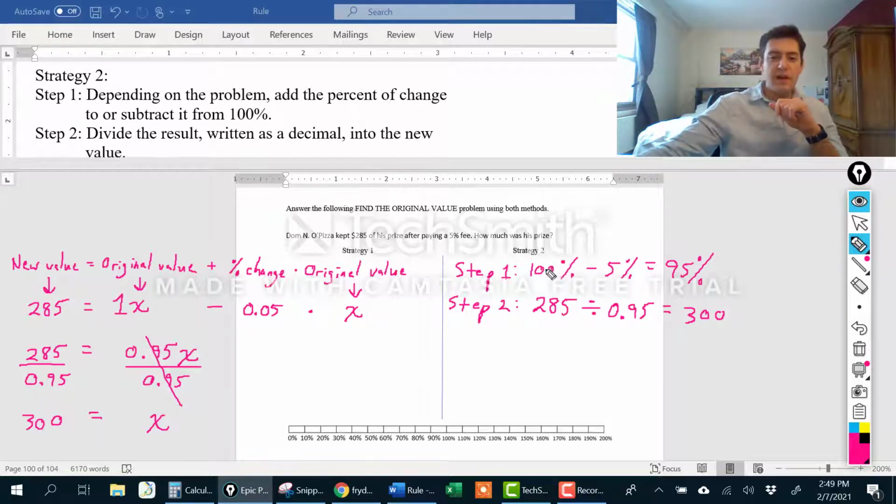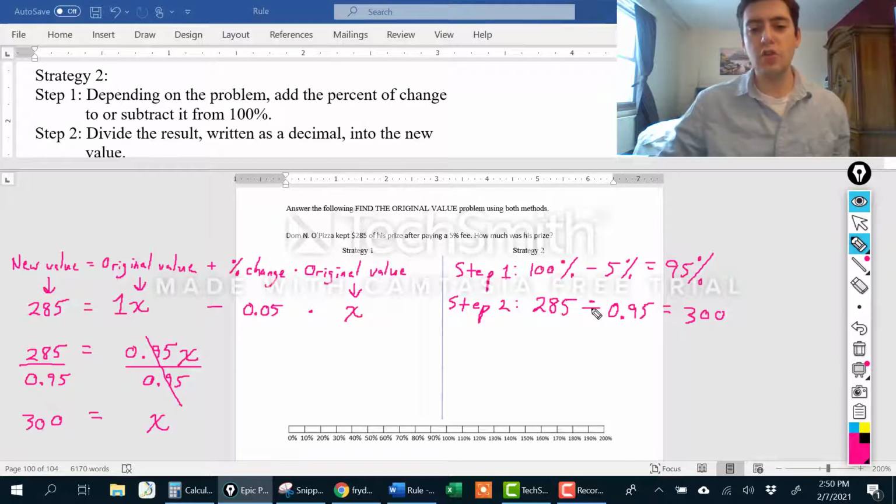So notice that for this strategy, it's basically the same thing as what we did over here, where we have 100% minus 5% is 95%. That's like saying that 1 minus 0.05 is 0.95. And then step 2 is we take the new value, which was 285, and we divide it by 0.95, which is exactly the same thing that we did over here. All right, so those are 2 strategies for finding the original value.